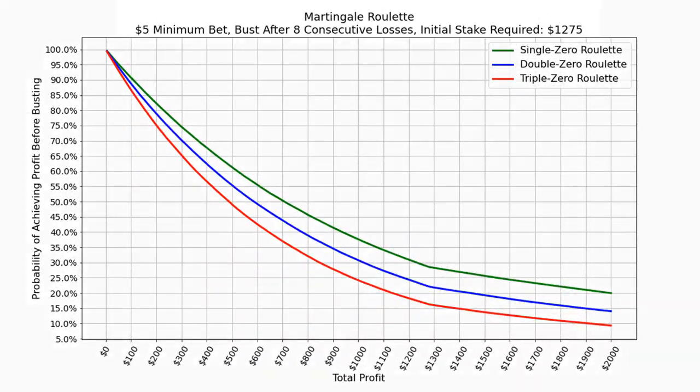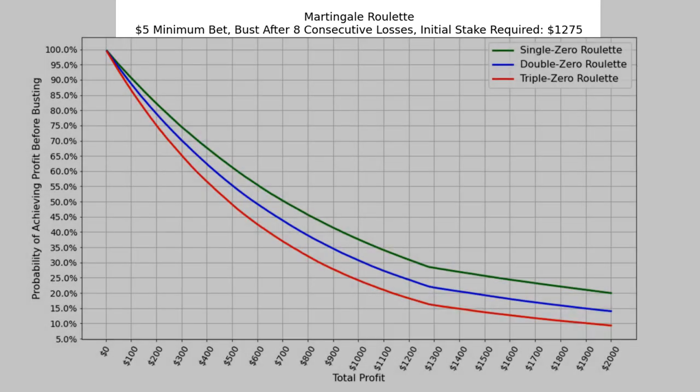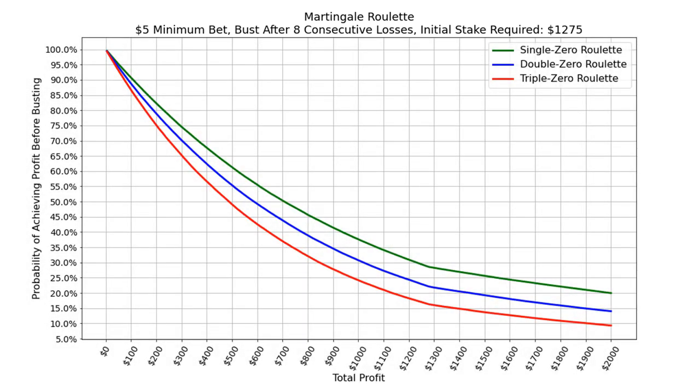And here's the chart for a $5 minimum bet with an initial stake of $1,275, which protects the player from busting unless they place 8 consecutive losing bets. Again, I'll wait for a bit for anyone who wants to pause the video to examine this chart.